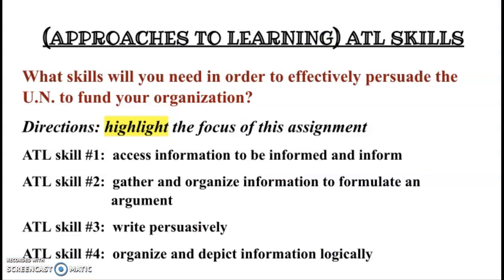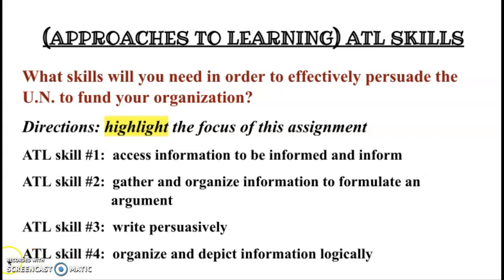Okay, let's start with our approaches to learning, or ATL skills. All of these skills have to do with what skills you will need in order to effectively persuade the UN to fund your organization. We have already done ATL skill number 1, which is access information. Number 2, we've already done, which is gather and organize to formulate an argument. And we just recently did ATL skill number 3, write persuasively, and now we're on our last one.